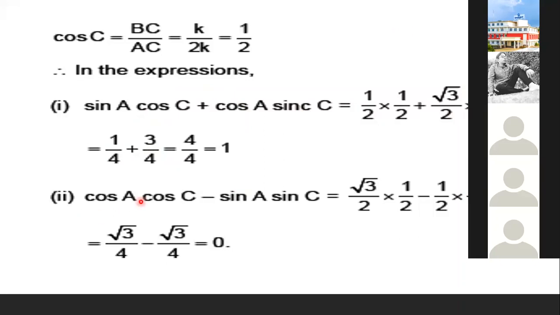Same thing, we will apply the values in the second question. Cos A cos C minus sin A sin C. So cos A is root 3 by 2, cos C is 1 by 2, and it is root 3 by 4 minus root 3 by 4. It is 0. So does anyone have any doubt in the sum, children?